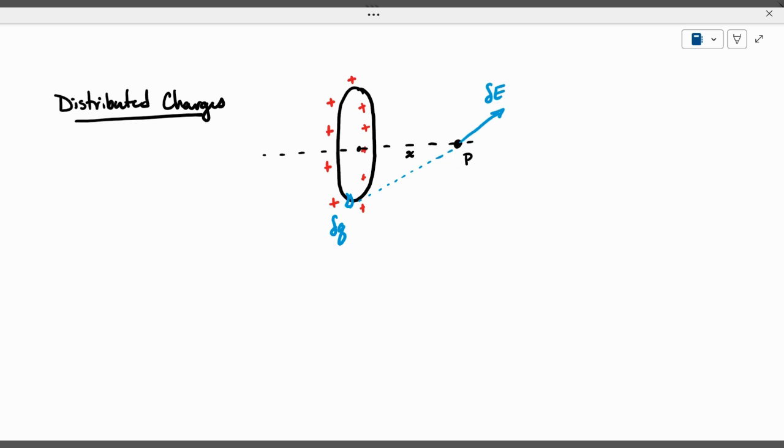Now, on the other side of the ring, there's going to be the same thing. We'll have a small piece of charge. That small piece of charge will interact at this location and have another piece of the electric field. Now, if we look at this, that's going to be true all the way around. We start making kind of our vector ring, if you will.